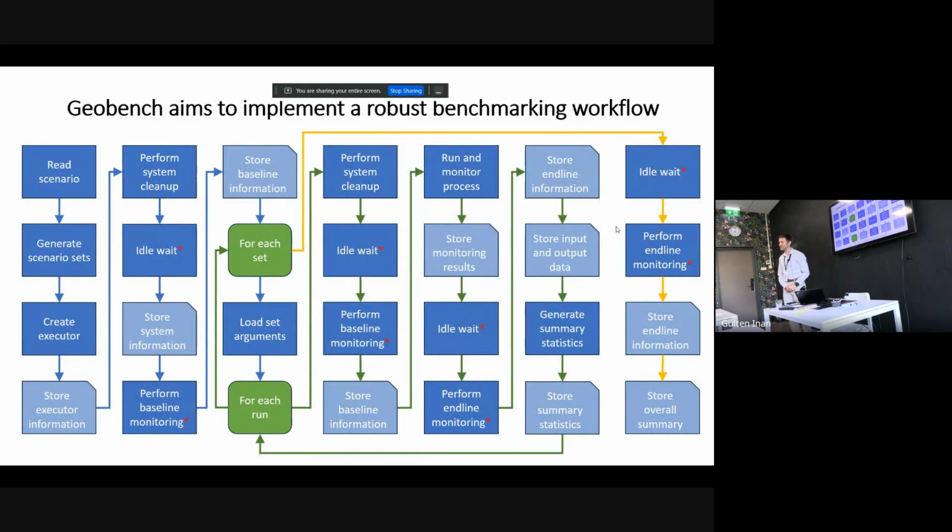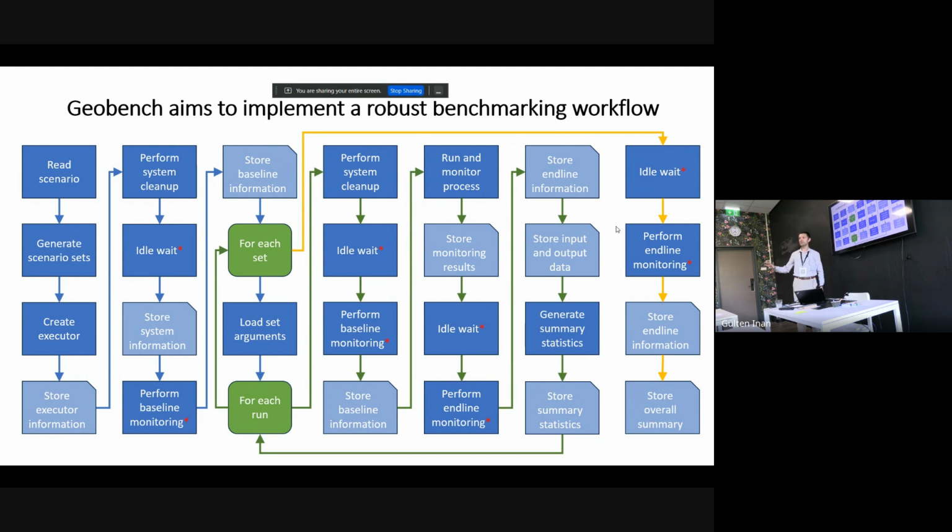And this is how it runs. So now this is a little bit complicated. I will try to explain it to you in a few minutes. Please bear with me as much as possible. So what we do, we read this YAML file, we look at all these different options, we generate the scenario sets, we create the executor depending on the type and store that information.